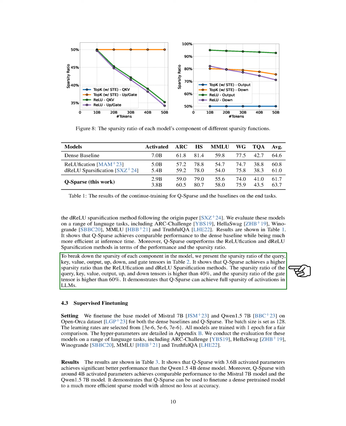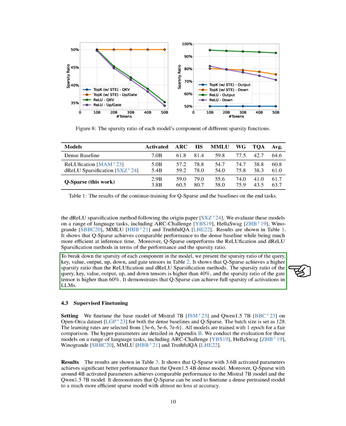The results show that Q-Sparse performs comparably to the dense baseline while being significantly more efficient during inference. Furthermore, Q-Sparse outperforms both ReLUfication and dReLU sparsification in terms of performance and sparsity ratio. We break down the sparsity of each model component and find that Q-Sparse achieves a higher sparsity ratio than the other methods. Specifically, the sparsity ratios for the query, key, value, output, up and down tensors exceed 40%, while the gate tensor's sparsity ratio surpasses 60%. This demonstrates that Q-Sparse can achieve full sparsity of activations in LLMs.